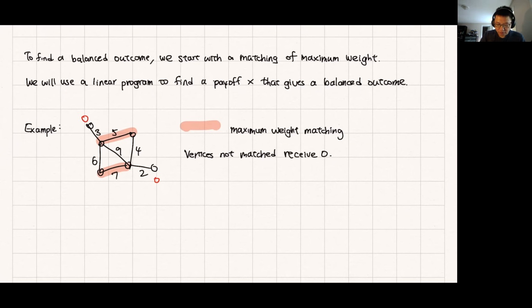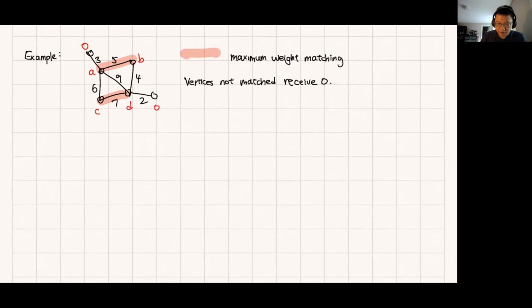Okay, so now we just have to figure out what are the values for the vertices that are matched. So we have 4 vertices that are matched. So these two and these two. Okay. So let's give them a name. So let's say these are A, B, C, and D. Okay, so those are the 4 vertices that we want to figure out. So we want to figure out XA, XB, XC, XD.